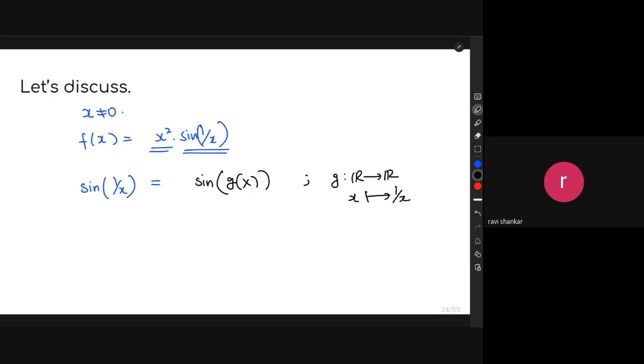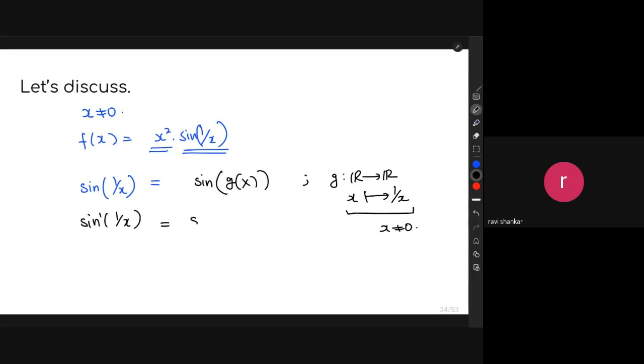Okay, so we can think of this as a composition of two functions. Now each of the functions is differentiable at x not equal to 0. This function is differentiable at x not equal to 0, and similarly sine is also differentiable, so the differentiation makes sense. If you differentiate this, you first differentiate sine at g of x naught, times g prime of x naught.